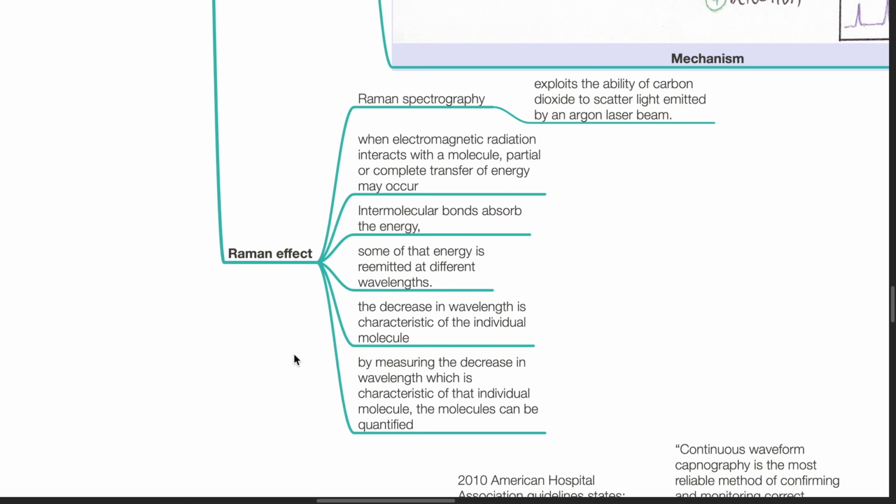Raman effect. Raman spectrography exploits the ability of carbon dioxide to scatter light emitted by an argon laser beam. When electromagnetic radiation interacts with a molecule, partial or complete transfer of energy may occur. Intermolecular bonds absorb the energy. Some of that energy is re-emitted at different wavelengths, and the decrease in wavelength is characteristic of the individual molecule. By measuring the decrease in wavelength, the molecules can be quantified.